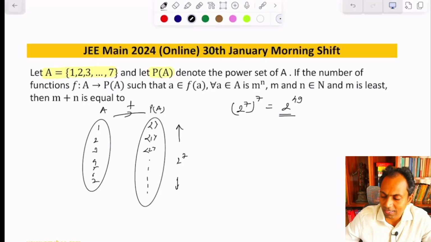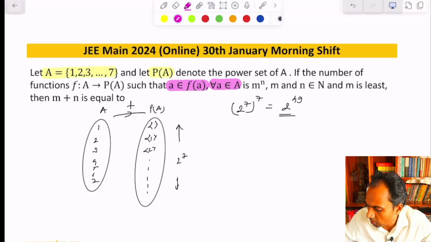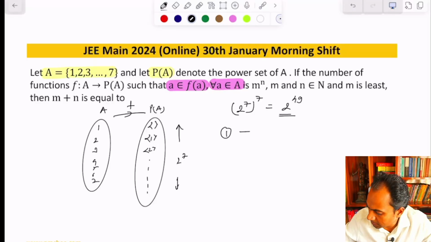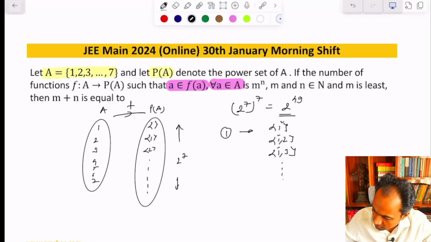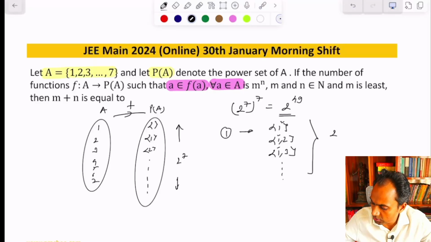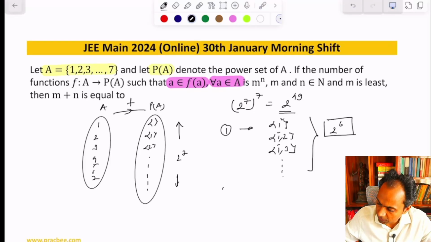But they've added an extra element to the question, that is they are saying that a belongs to f of a for all a belongs to A. That would mean if I am trying to map 1, now that 1 can be mapped to a set containing 1 itself. So it could be either this, or it could be {1, 2}, or it could be {1, 3}, like this. So it could be all such possible sets, but 1 needs to be there in the subset. This is what we are saying. So how many such sets are possible? You can see that such sets would be 2 raised to the power 6. You can see that corresponding to 1, there are 2 raised to the power 6 choices. Similarly for 2, there would be again the same scenario, so 2 raised to the power 6 choices.